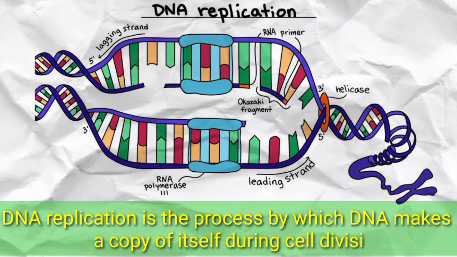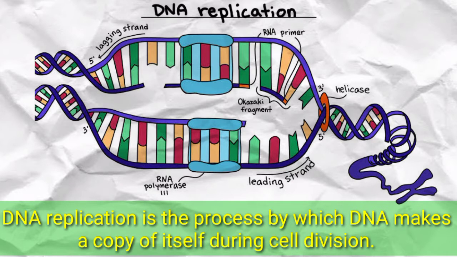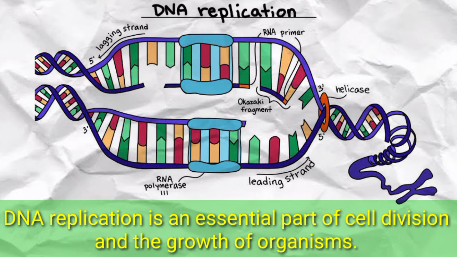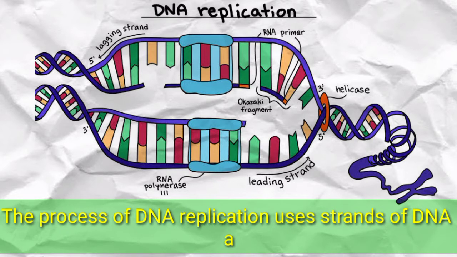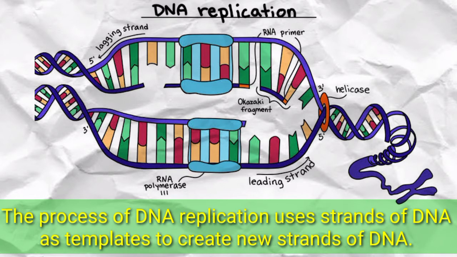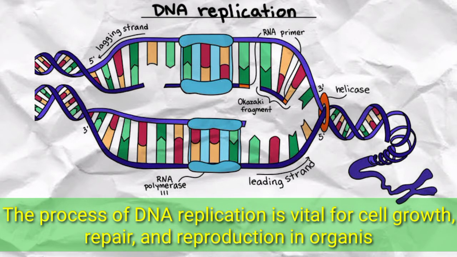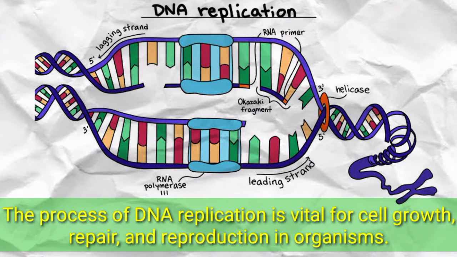DNA replication is the process by which DNA makes a copy of itself during cell division. DNA replication is an essential part of cell division and the growth of organisms. The process uses a strand of DNA as a template to create new strands of DNA. It is vital for cell growth, repair, and reproduction in organisms.